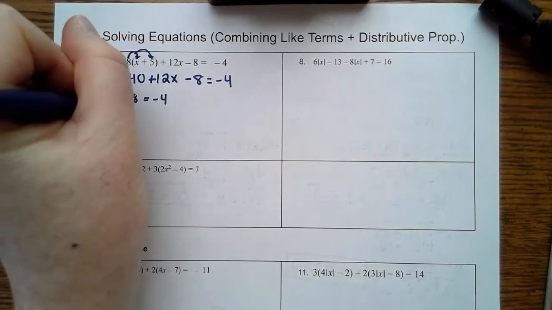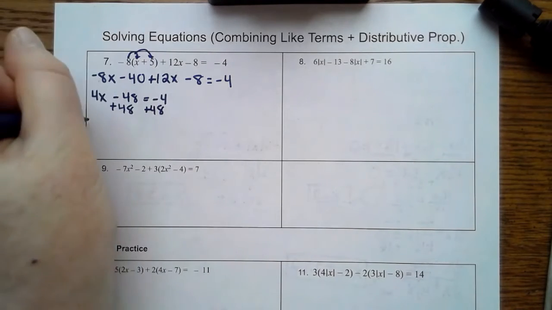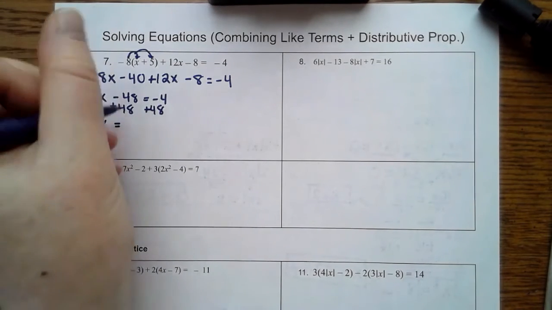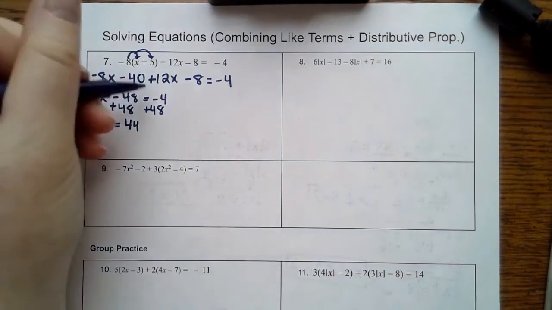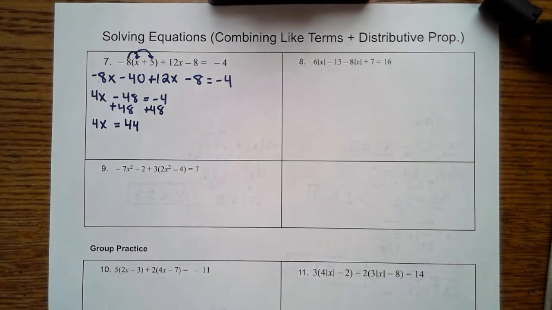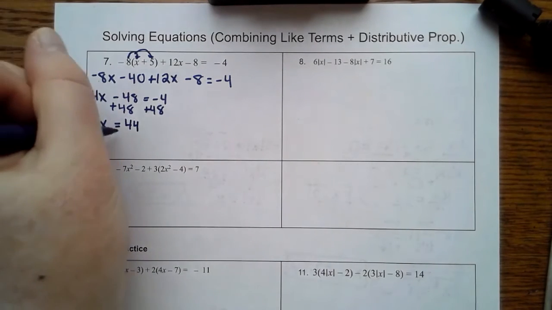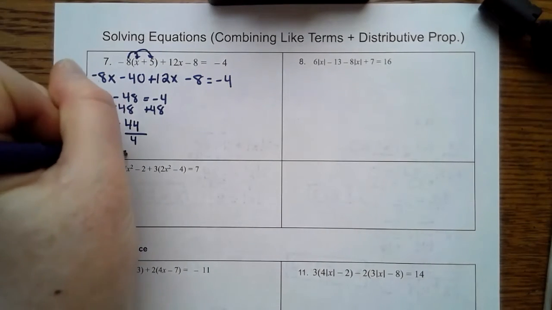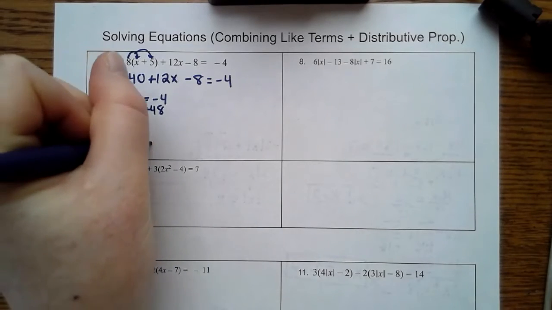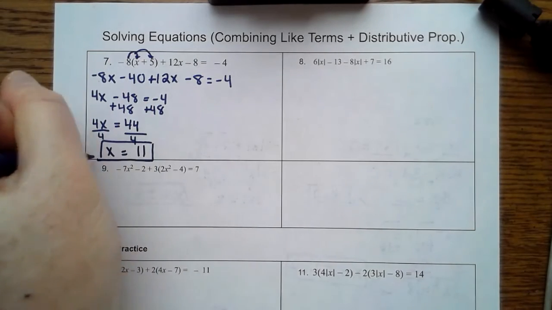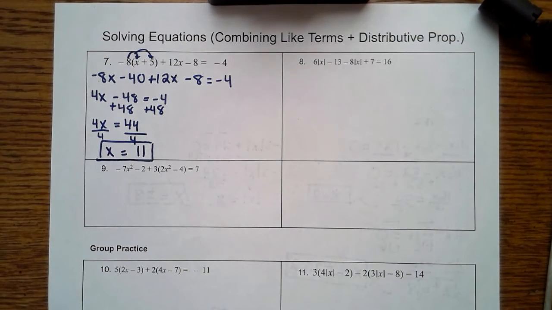Going to add 48 to both sides. Negative 4 plus 48 is positive 44. Divide by 4 to get rid of that multiplication. X equals 11. You are now at a point in your solving skills that you can basically solve anything, which is pretty empowering, guys. You really are, you're crushing it.